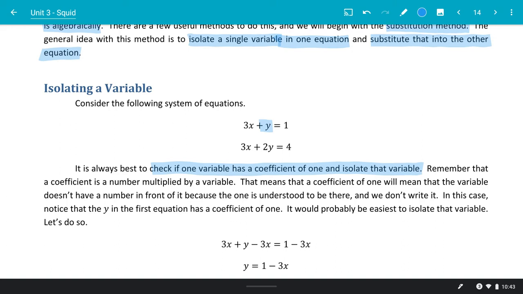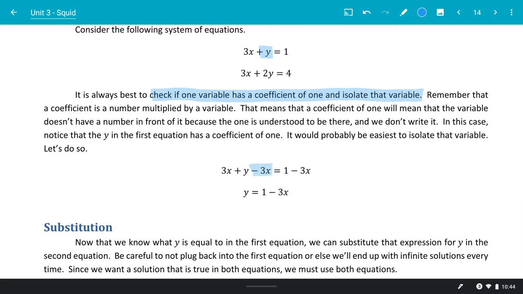Remember that a coefficient is a number multiplied by a variable, or the number in front of a variable. That means that a coefficient of 1 will mean the variable doesn't have a number in front of it, because the 1 is understood to be there, and we don't write it. In this case, notice that the y in the first equation has a coefficient of 1. It would probably be easiest to isolate that variable. So let's do so.